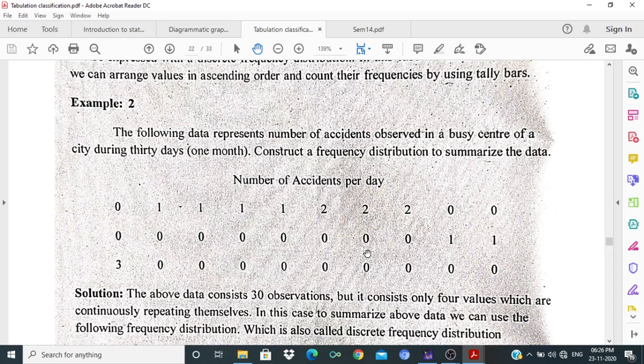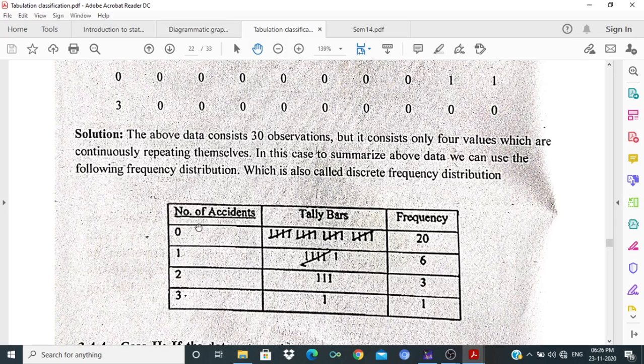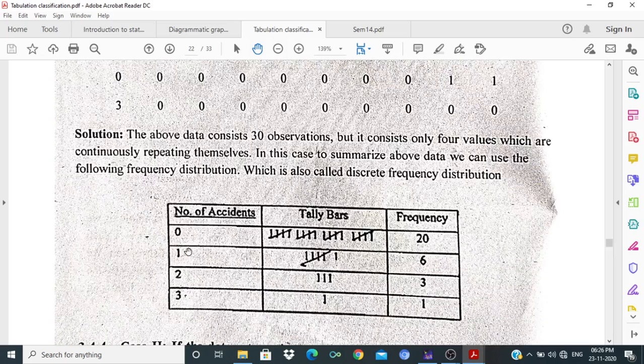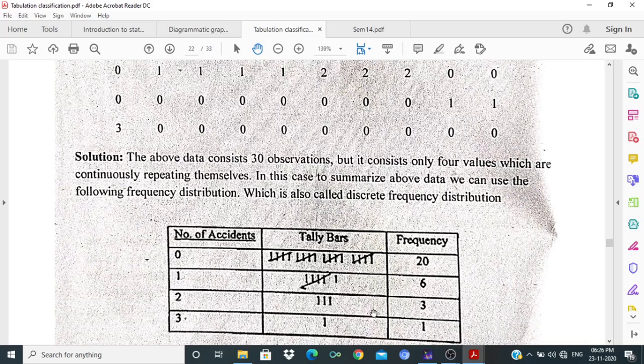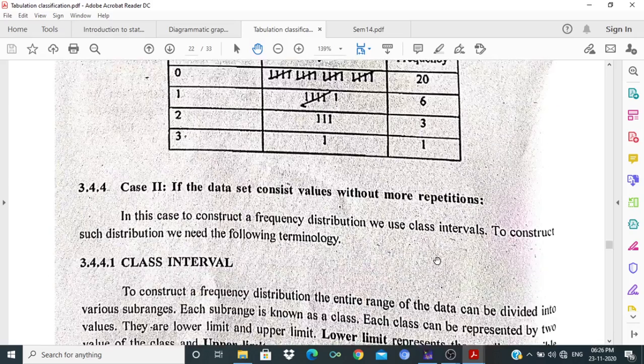Frequency distribution for quantitative data. We all know the construction of frequency distribution table. This is the raw data. We need to find the number of accidents. These are the tally marks. This is the frequency. 0 accidents, frequency 20. For 3 accidents, frequency is 1 from this table. We have to construct tally marks, and by adding the tally marks, we can get the frequency. This is discrete frequency data.